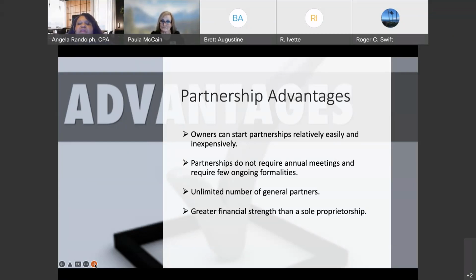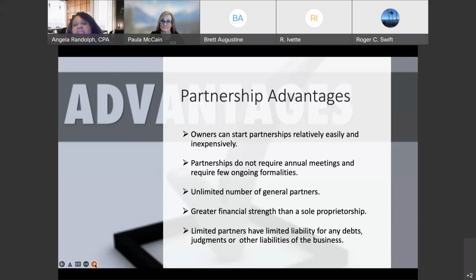And you have greater financial strength than just one person. So if you partner with other people, they may bring capital, they may bring expertise, they may bring something to the business that you don't have, and together provides a greater financial strength or skill set strength. It's always better, more heads than one.